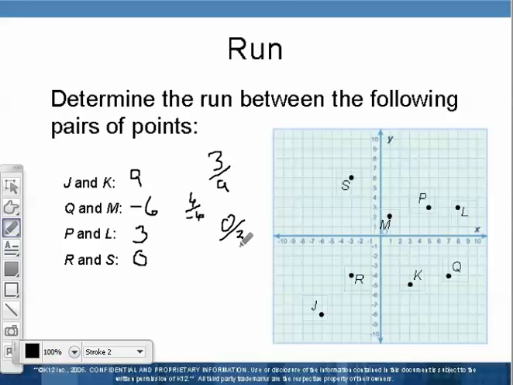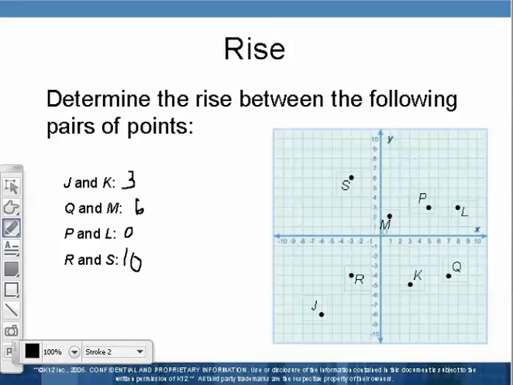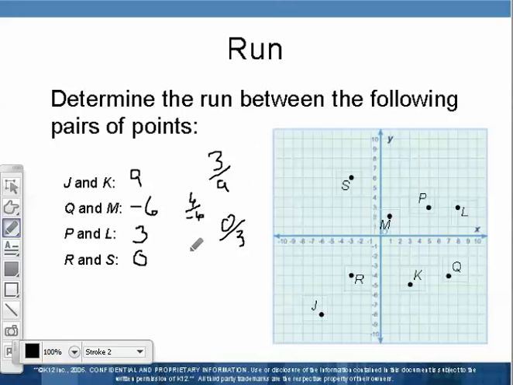That's very legitimate. That's a 0. And R to S, we go up 10 and over 0. So that's 10 divided by 0. Wow, 10 divided by 0. Whoops. That's going to be an undefined slope, right? Because we can't divide by 0.